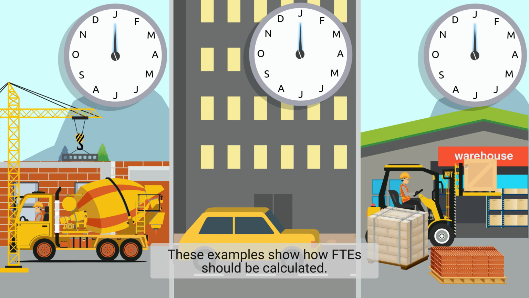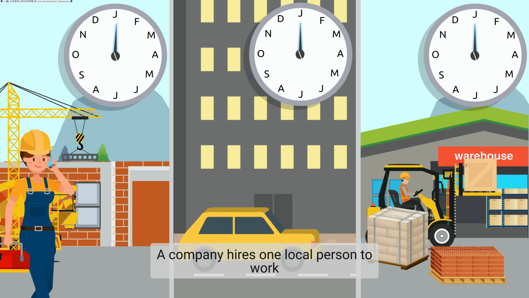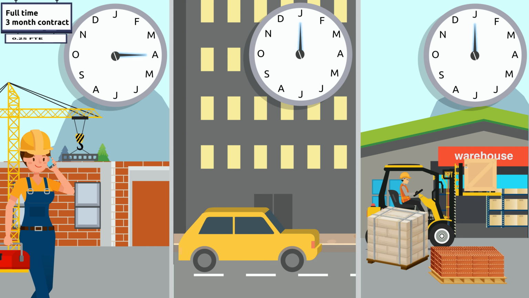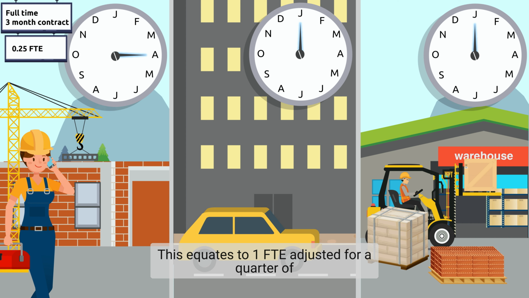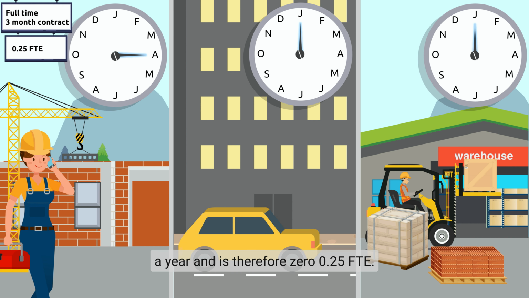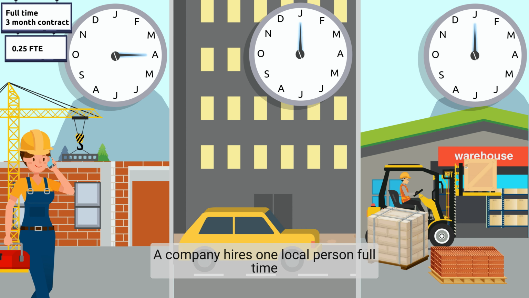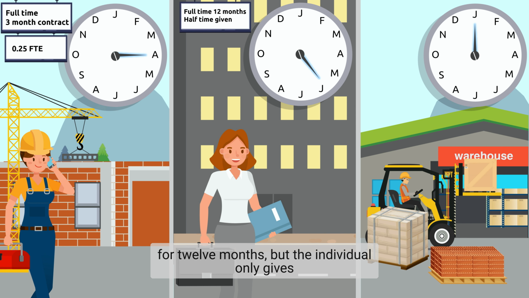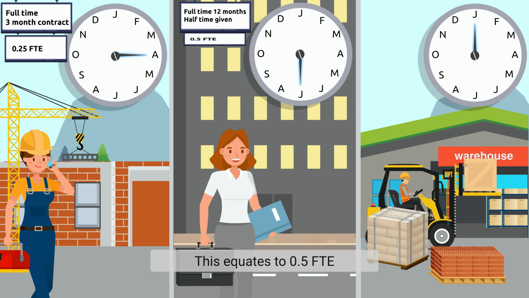These examples show how FTEs should be calculated. A company hires one local person to work full-time exclusively on a 3-month contract. This equates to one FTE adjusted for a quarter of a year and is therefore 0.25 FTE. A company hires one local person full-time for 12 months, but the individual only gives half their time to the contract in question. This equates to 0.5 FTE attributed to the contract itself.